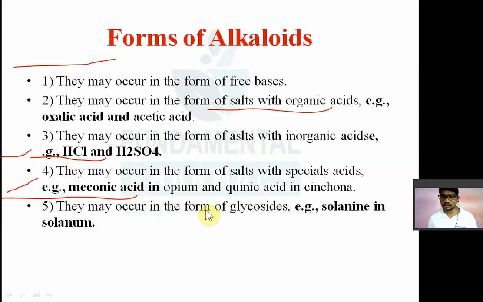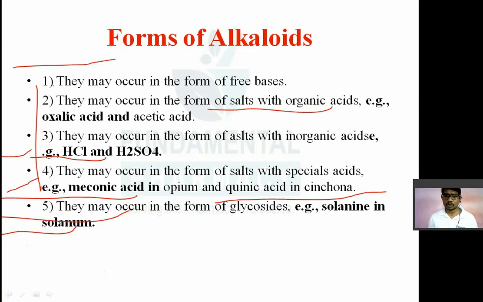Cinchona alkaloids are present in the plant in the form of salts of quinic acid. Or these alkaloids may be present in the form of glycosides. For example, solanine in Solanum nigrum. Solanine is an alkaloid present in the form of glycoside in Solanum nigrum. These points are very important, and have already been asked in exams.